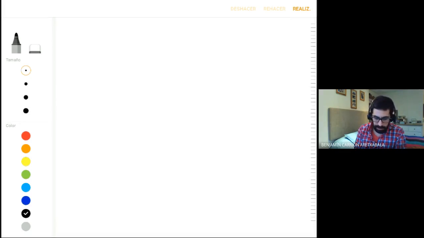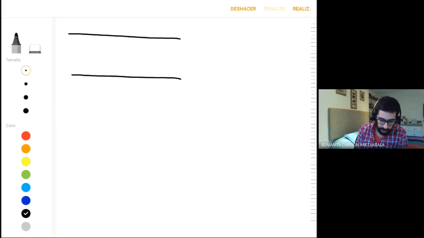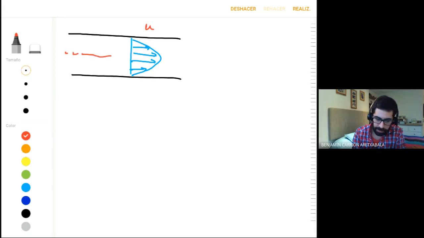So the example goes like this. Let's say you have a tube of water. There's water flowing in, and you have a vertical velocity profile. This is not very nicely drawn, but you get the idea. This represents the velocity u, and the vertical coordinate we're going to call y, just like always, but we're going to measure it from the middle of the tube.